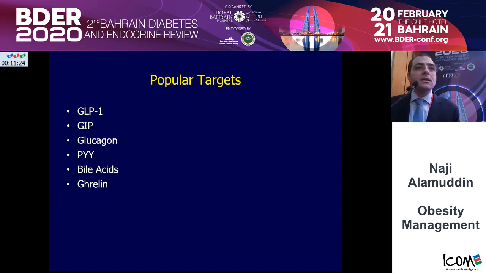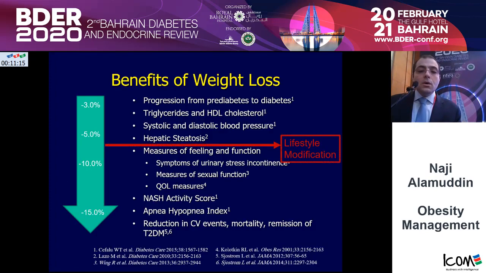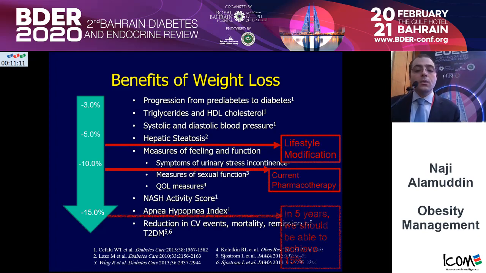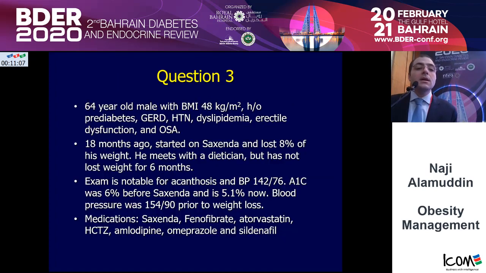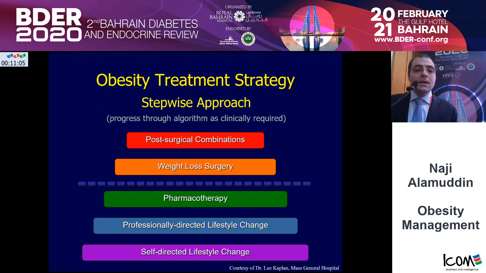A lot of other targets are coming into play. Hopefully, we will have GLP, GIP, and glucagon combinations to help with weight loss. So current pharmacotherapy is at around 10% weight loss. We hope that in the next 5 years, we should be at 15% weight loss. Now next, I'll skip this. We're going on to bariatric surgery.